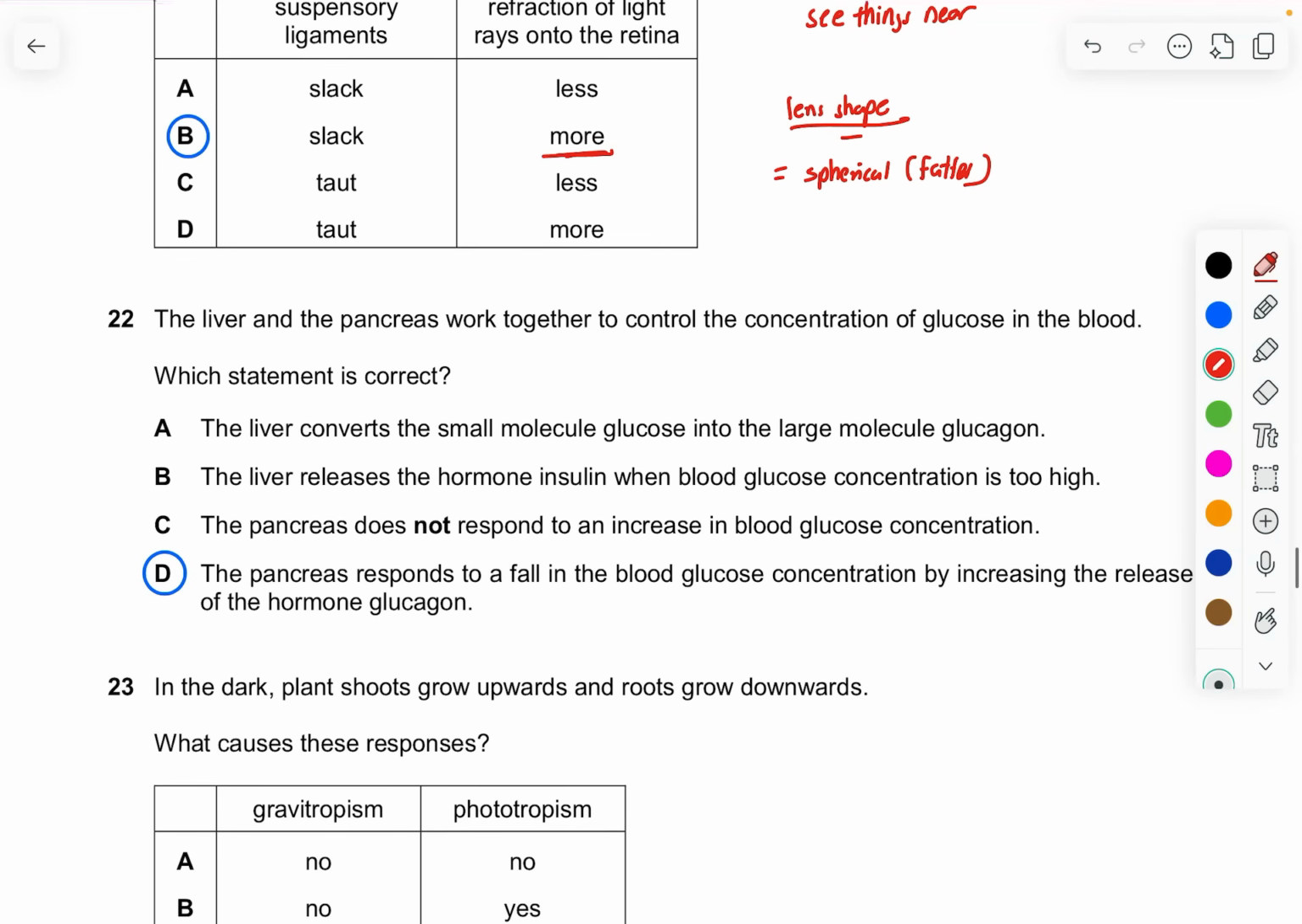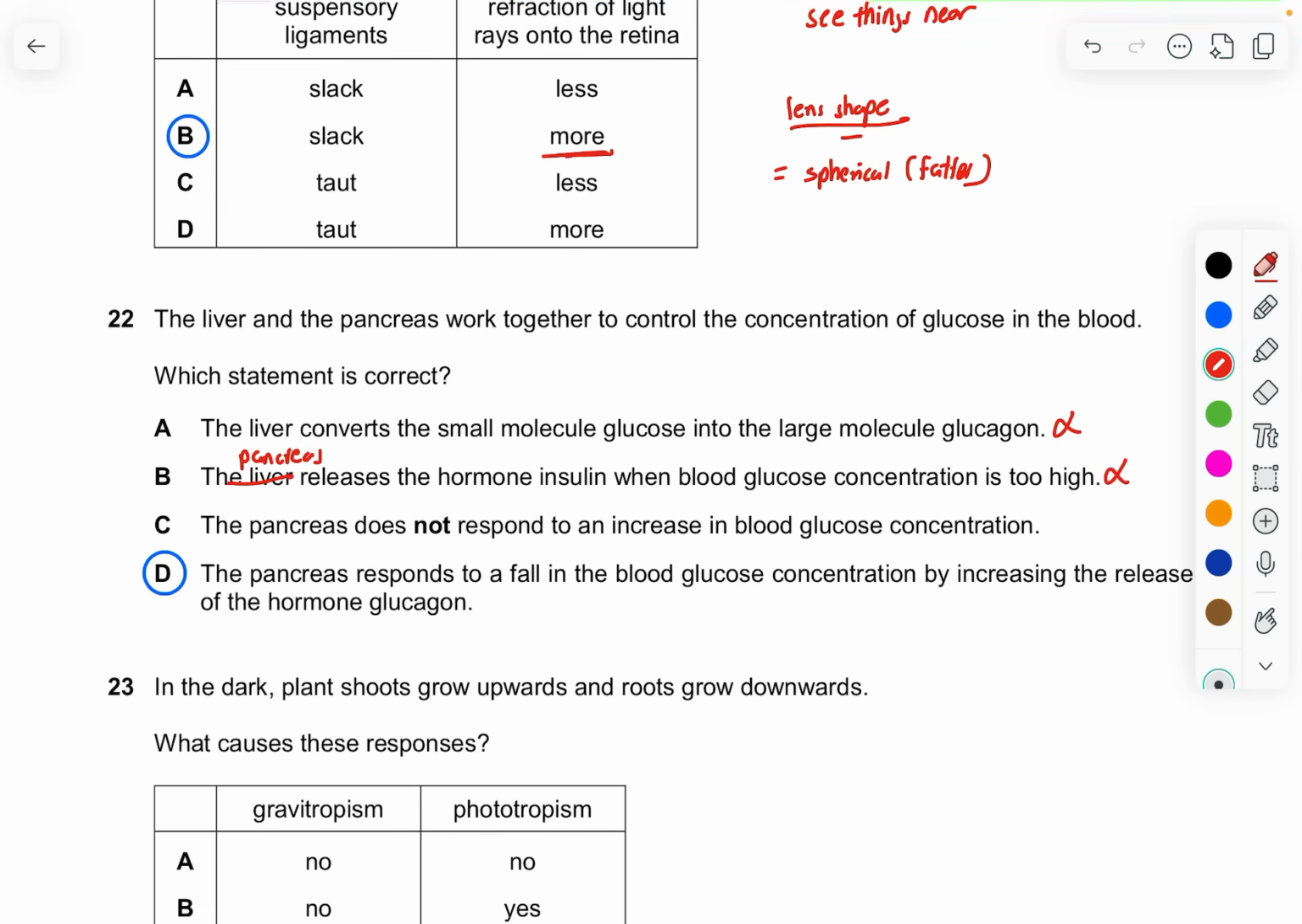Question 22. The liver and the pancreas work together to control the concentration of glucose. Which statement is correct? The liver converts the small molecule glucose into the large molecule glucagon. This is wrong, it should be the hormones. The liver releases the hormone insulin when blood glucose concentration is too high. This is wrong. The liver does not produce this hormone. It's the pancreas that produces it.